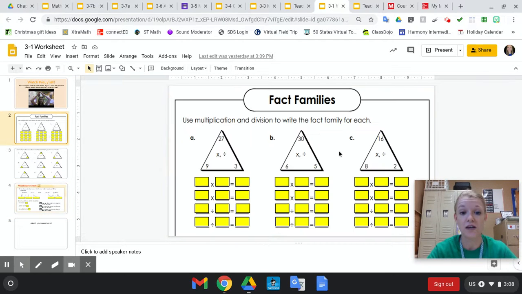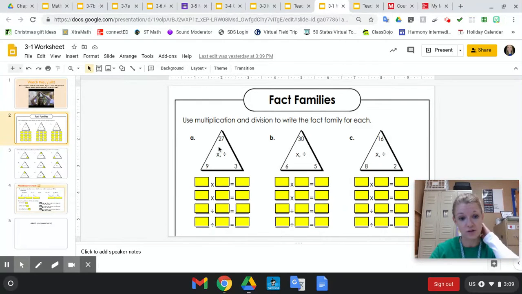So fact families was when we were given 3 numbers that work together using multiplication and division, and we had to set up our problems. When we multiply, our answer is bigger. When we divide, our answer is a smaller amount because we're taking an amount and we're splitting it apart into smaller chunks. So make sure that when you set up your fact families that you multiply the 2 smaller numbers to equal the larger number. And when you divide, you start with a larger number and divide by a smaller number to get the other small number.